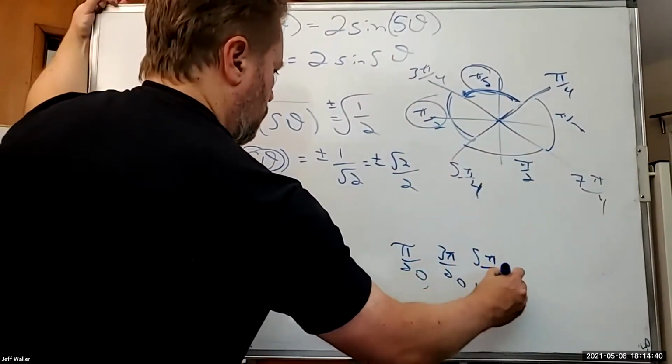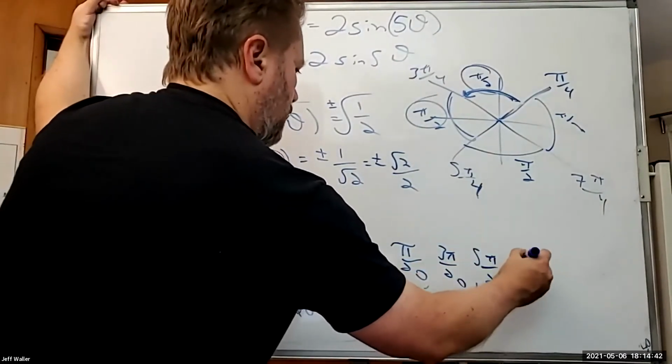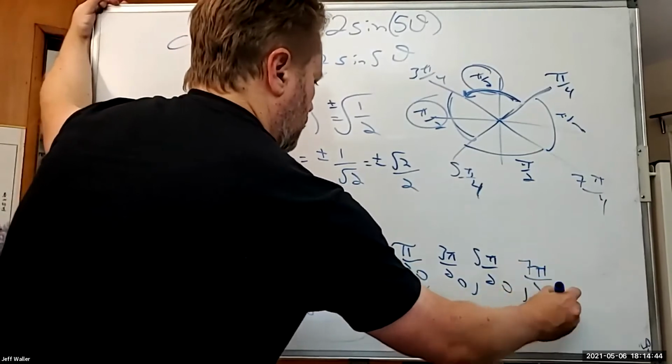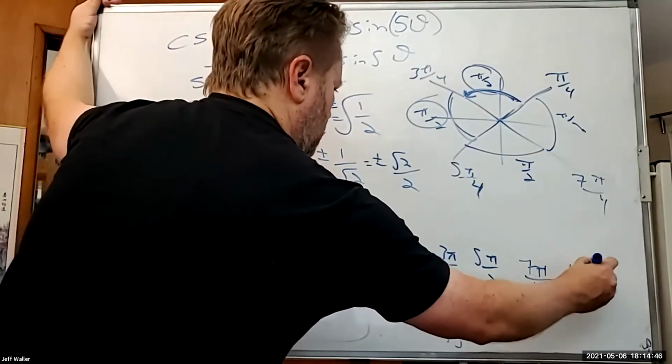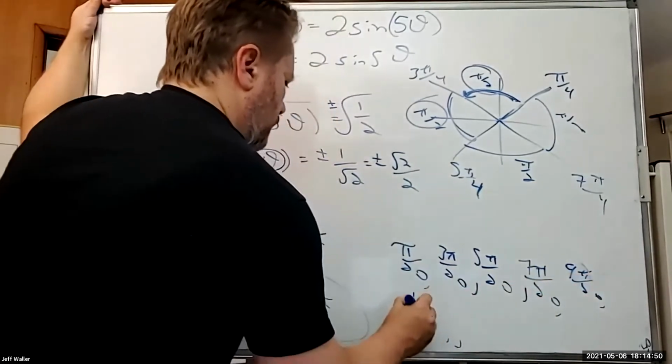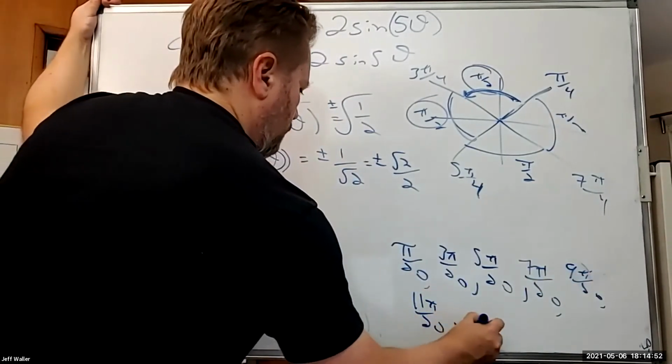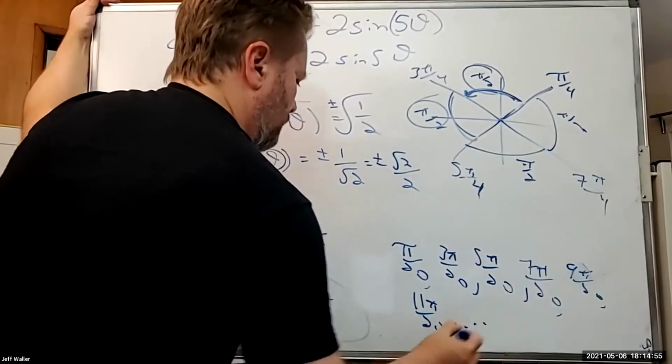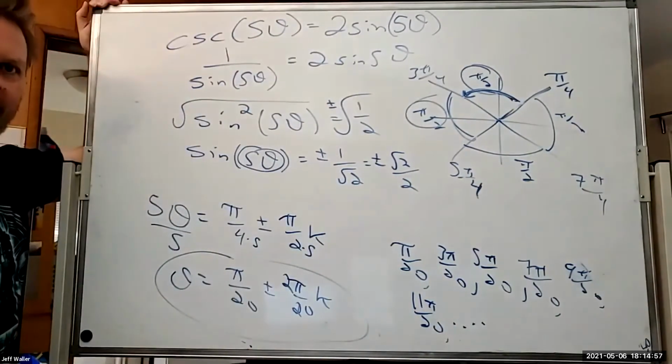5 pi over 20. You can reduce that. 7 pi over 20. 9 pi over 20. 11 pi over... Where do I have to stop? Where do I stop? 40 pi.